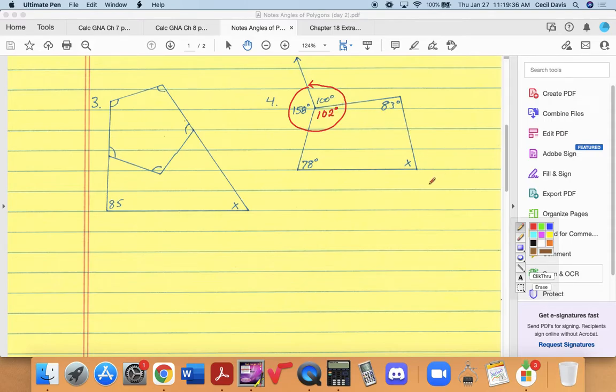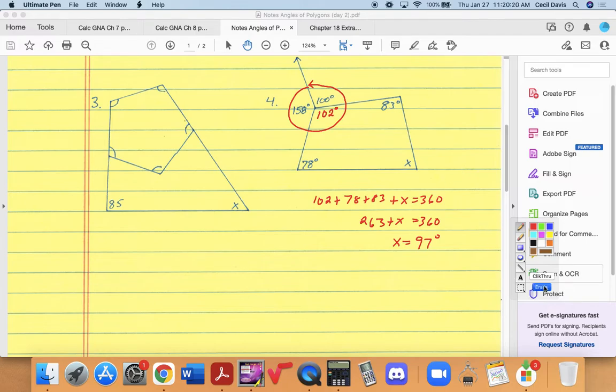Now we can just do the angles of a quadrilateral, and you probably have that one memorized already. What do the angles in a quadrilateral add up to? 360. So I've got 102 plus 78 plus 83 plus x is 360. That's 180, 263 plus x. So x is 97. As always, check my arithmetic. Okay, any questions about that?